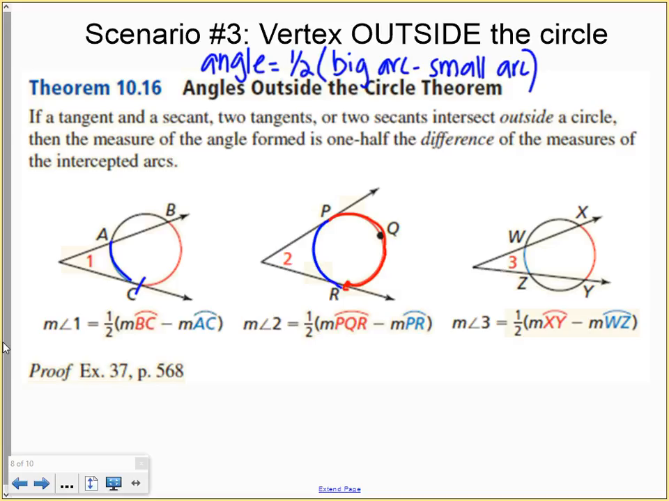And the reason you have to take the bigger arc minus the smaller arc is because if you do it backwards, then you will get a negative amount, which we don't deal with negative angles in this class. Again, where it separates into big arc and small arc is right at the point of tangency, as you can see. And the last one is a little more straightforward: when you have 2 secants, so 2 lines inside the circle, you can clearly see the bigger arc minus the smaller arc being separated.